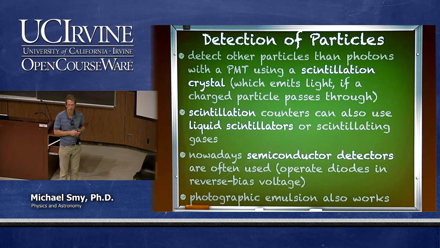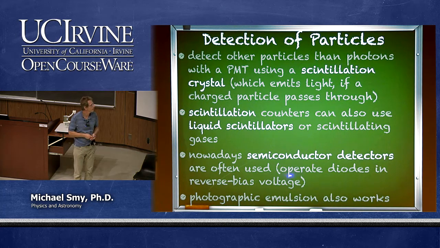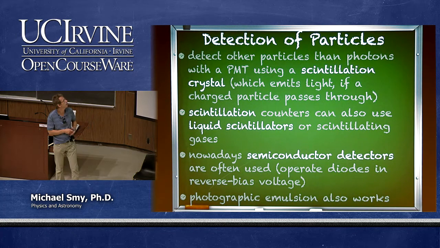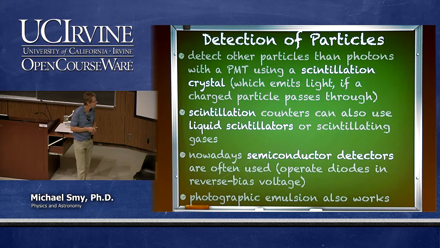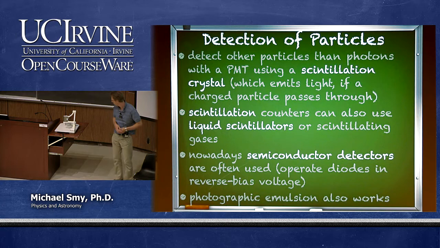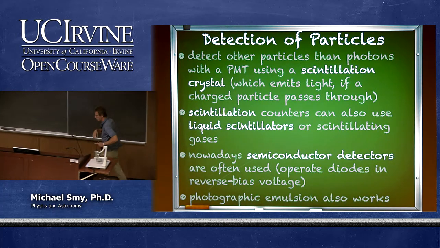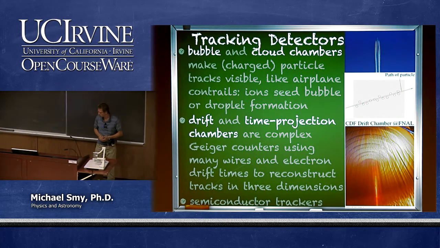And those are basically diodes which you operate in reverse, and the leakage current that goes through the diode in the wrong direction is actually going to be bigger once you have ionizing particles passing through. And then, of course, the oldest technique of detecting radioactivity, one can use photographic emulsion, thereby even record the track of the particle. So that brings us to tracking detectors.